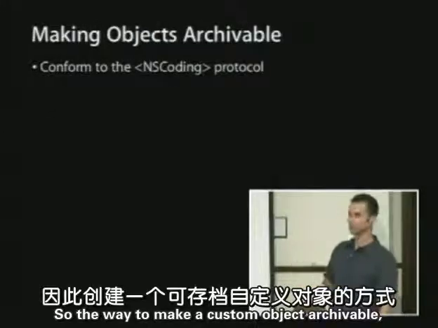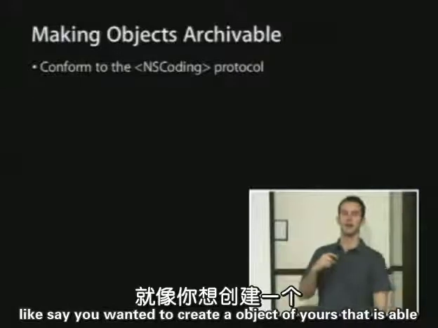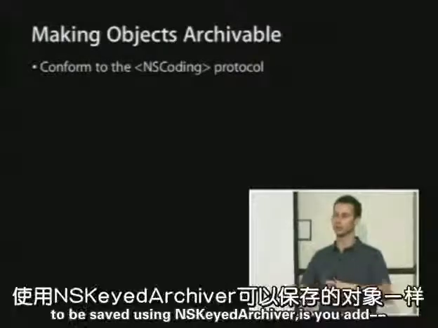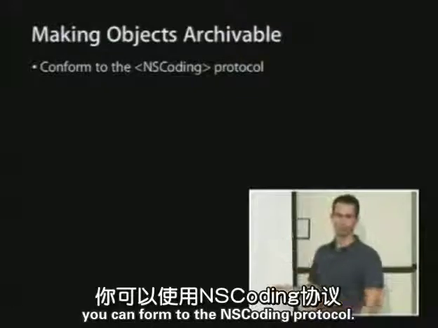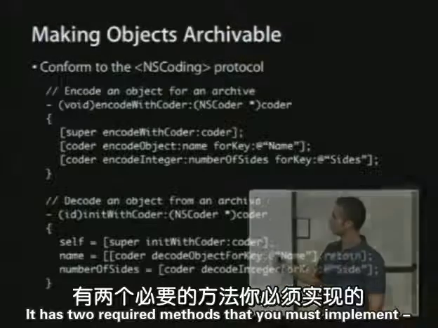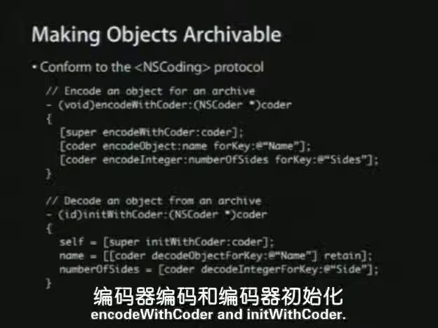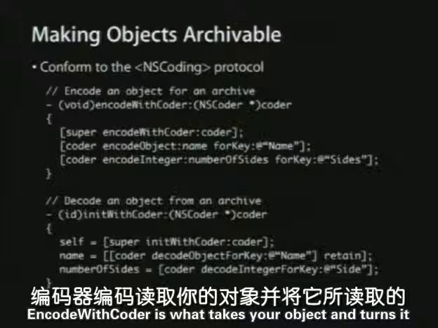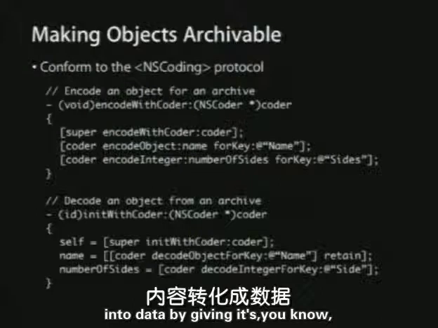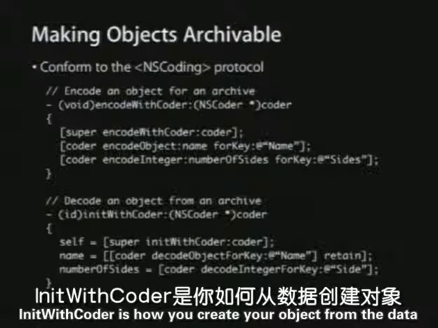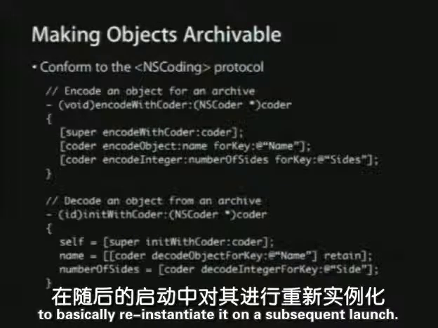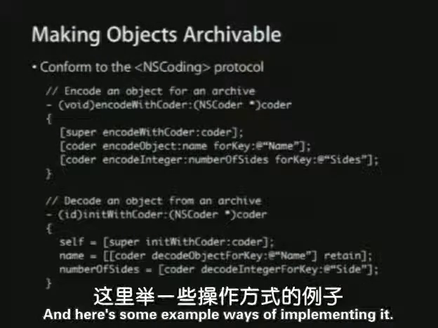So the way to make a custom object archivable, like say you wanted to create an object of yours that is able to be saved using NSKeyedArchiver, is you conform to the NSCoding protocol. It has two required methods that you must implement, encodeWithCoder and initWithCoder. encodeWithCoder is what takes your object and turns it into data by giving your properties to the NSCoder. And initWithCoder is how you create your object from the data, to basically reinstantiate it on a subsequent launch. And here are some example ways of implementing it.